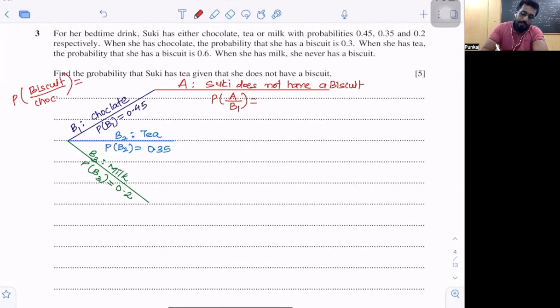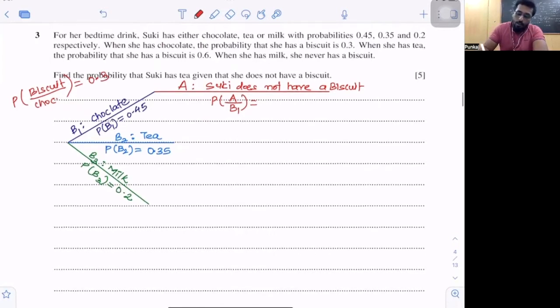The probability is 0.3. So what's the probability that she has taken a chocolate, but she has not eaten the biscuit? Will it be 0.7? So I'm going to write here 0.7, right? Probability of A under B1. A under B1 means what? Suki has taken the chocolate, but she has not taken the biscuit. So that's 0.7.